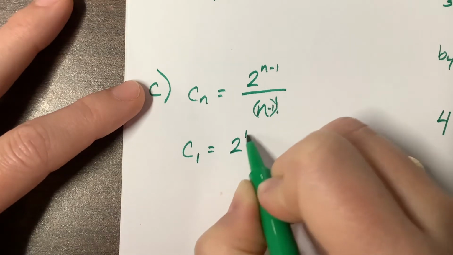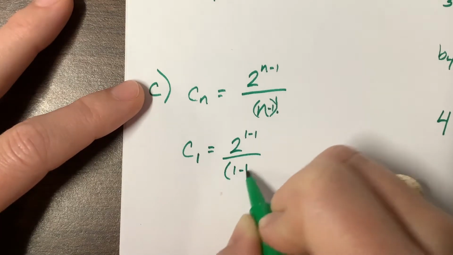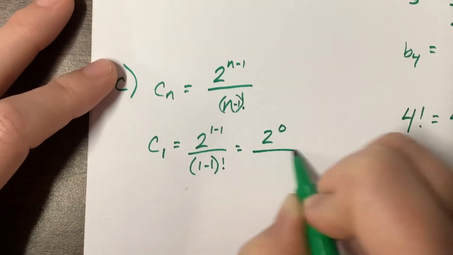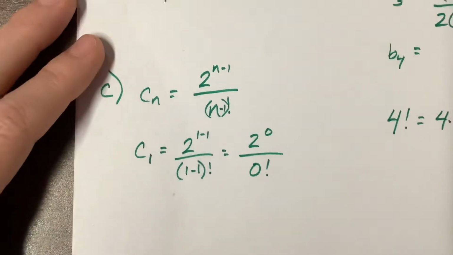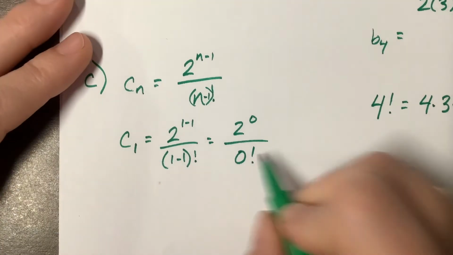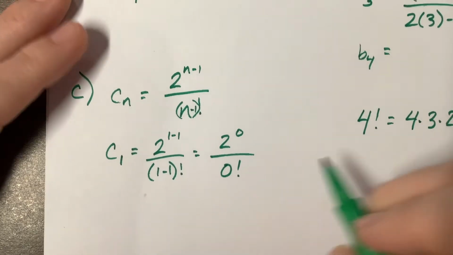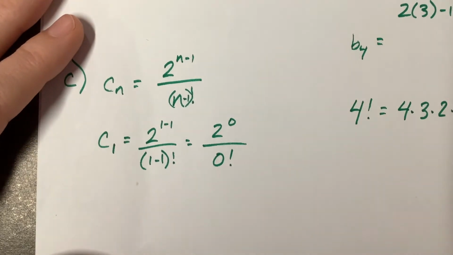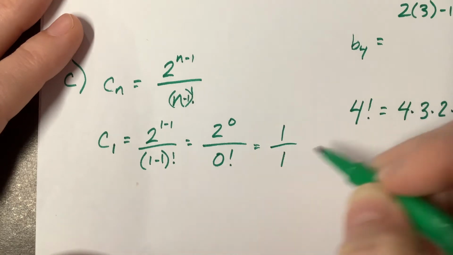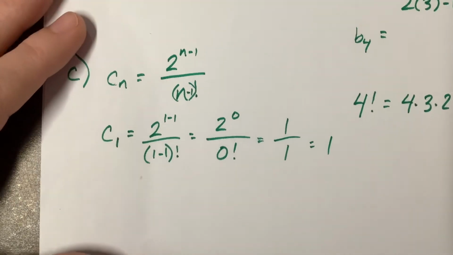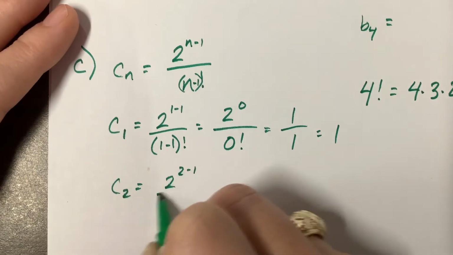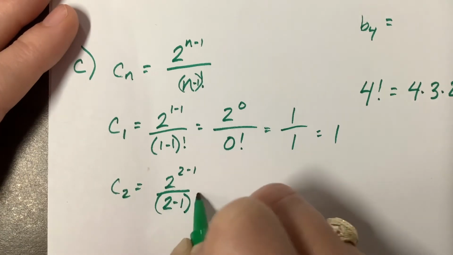So I have 2 to the 1 minus 1 over 1 minus 1 factorial, which is 2 to the 0 over 0 factorial. Well, 0 factorial is defined to be 1. I have a video for my IB kids where I explain that, but we just know that anything to the 0 power is 1, 0 factorial is 1, so this first term was 1. Our second term is 2 to the 2 minus 1 over 2 minus 1 factorial.